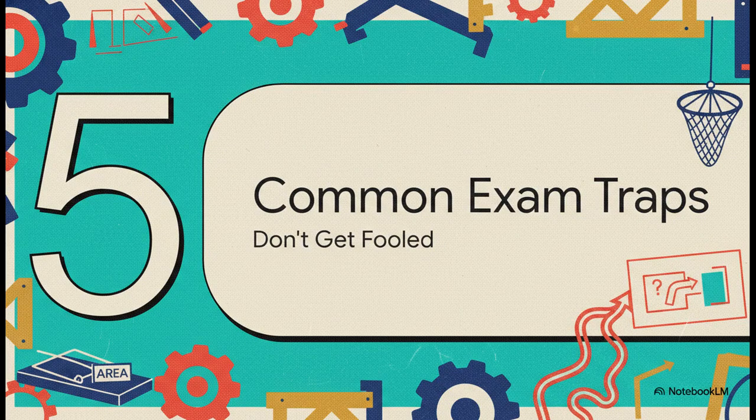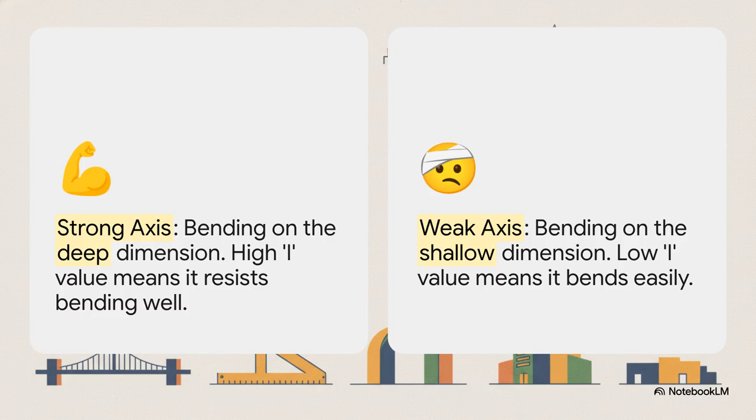All right, you've got it. You understand the core ideas. Now let's talk about how the exam is going to try and trick you, because they will. So let's make sure you're ready for their little games. The biggest trap by far is orientation. A beam doesn't have just one moment of inertia.